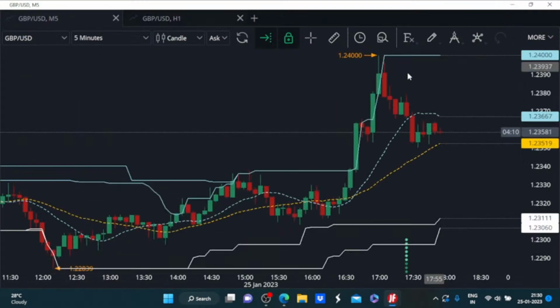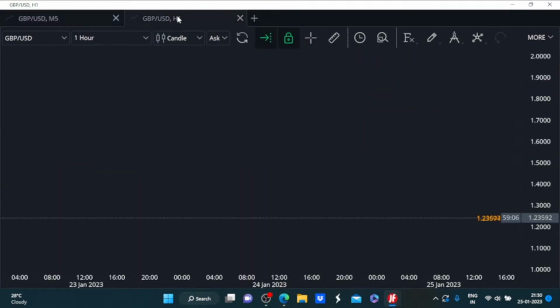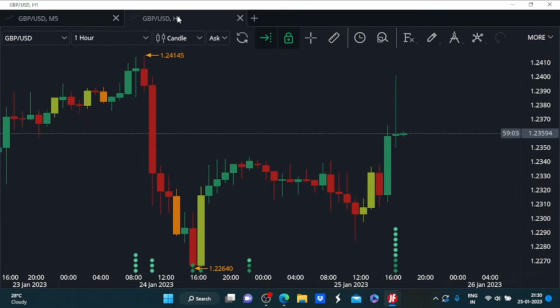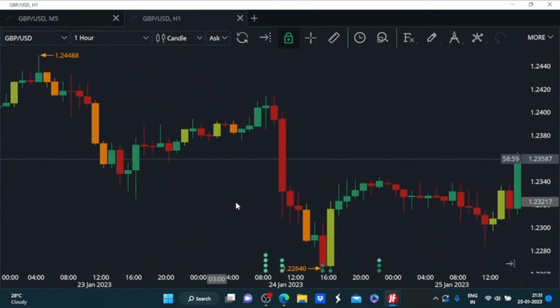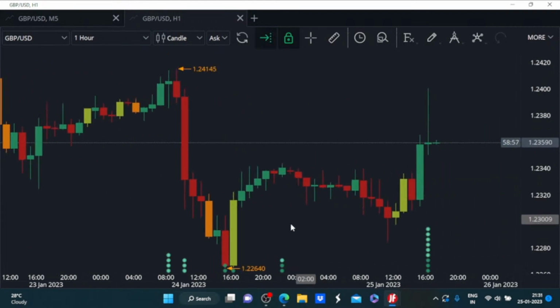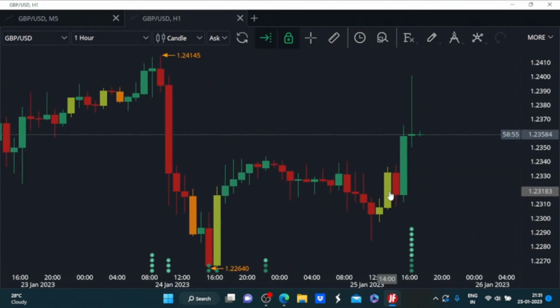So there is a formation in which we have a strong move, a one-sided move, and that was sustained throughout the candle period, so there is not much of a shadow on either side.